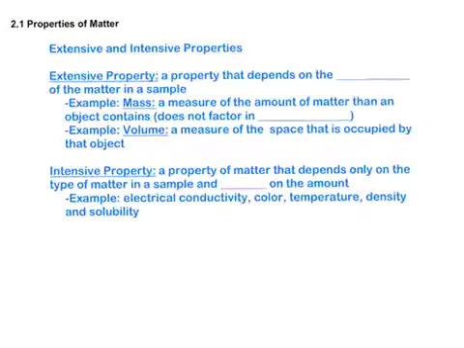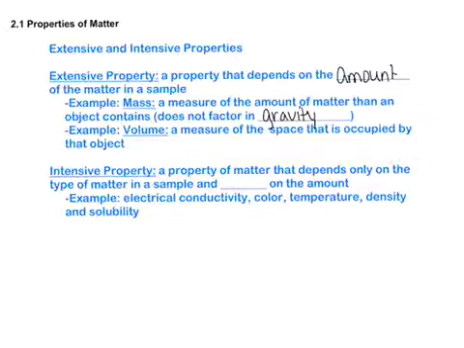So physical properties can be further divided into extensive and intensive. Extensive properties are properties that depend on the amount of matter in the sample. So for example, mass and volume are both extensive properties. Mass is the measure of the amount of matter that an object contains, and it does not factor in gravity. So if gravity were to change, the mass would still remain the same. Volume is the measure of space that an object occupies.